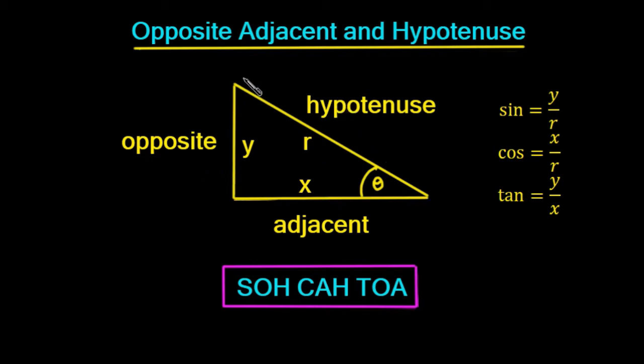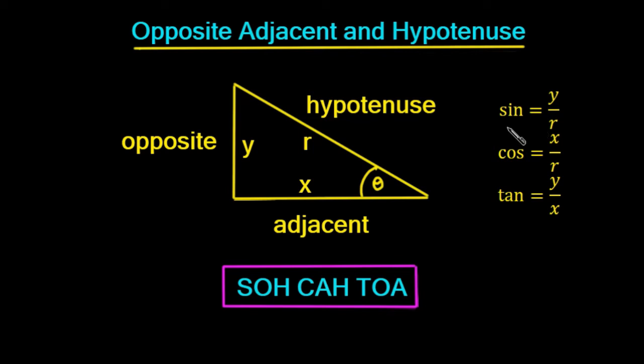Now this side here is called the opposite. The reason why it's called the opposite is because it's opposite the angle that we're interested in. So this is the angle we're interested in, and if you go opposite it, you get to this length here. Now the length x is called the adjacent because it's adjacent to the angle, and this length up here is called the hypotenuse.